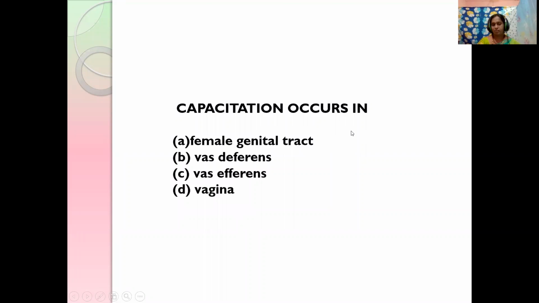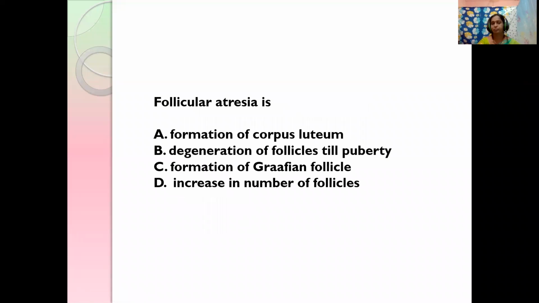Capacitation occurs in the female genital tract, vasa deferens, vasa efferens, or vagina? Yes, the sperms are released and come in contact in the female genital tract. So the right answer is A, female genital tract.